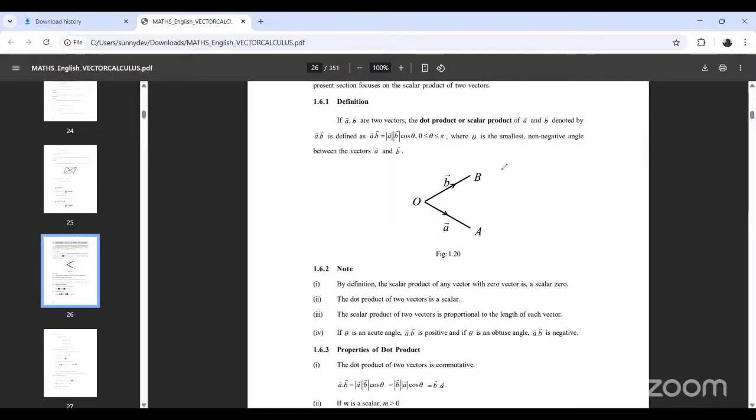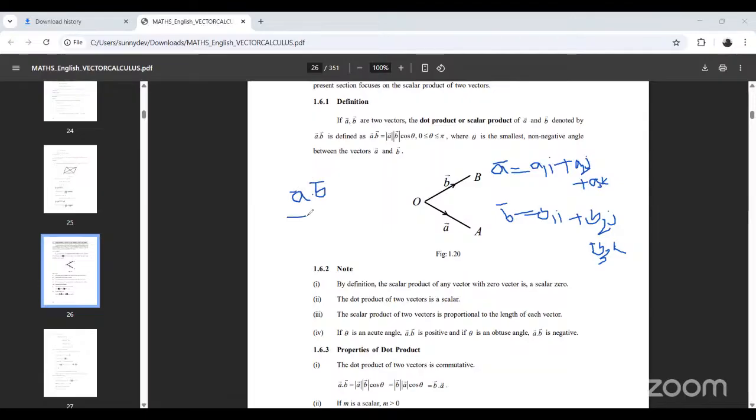So this is A. A is A1 i plus A2 j plus A3 k. So B means B1 i plus B2 j plus B3 k. Okay. And now what is the dot product? How can we find it? That is A dot B.